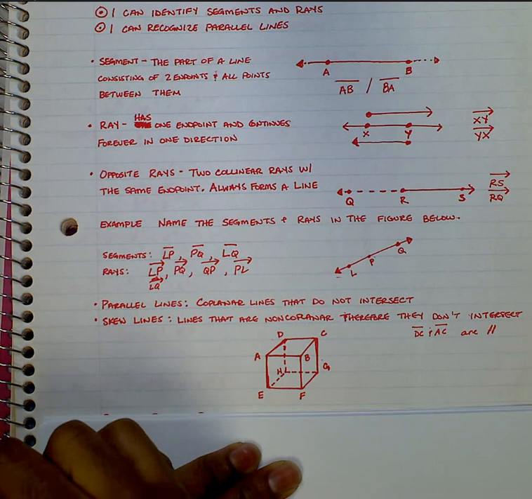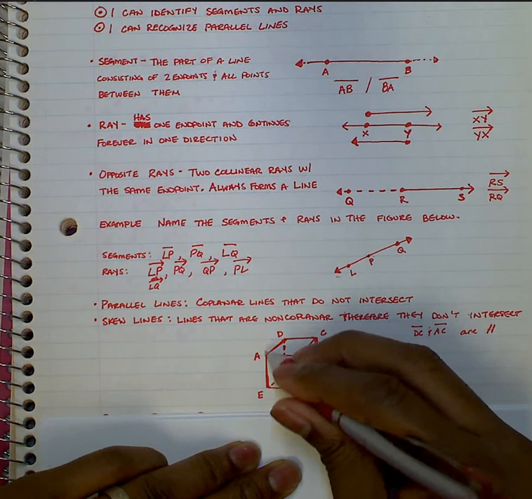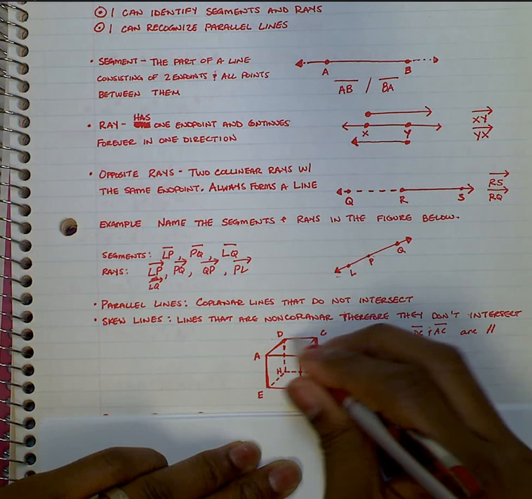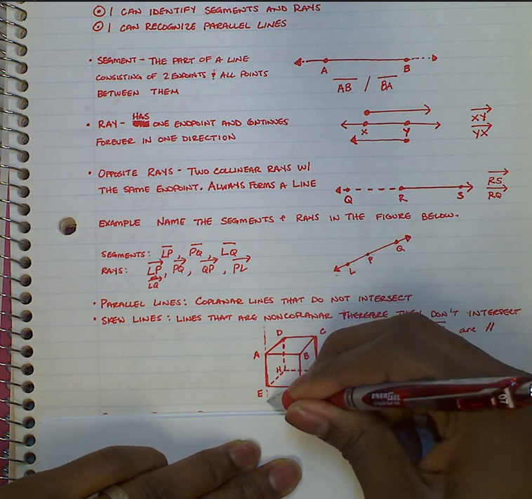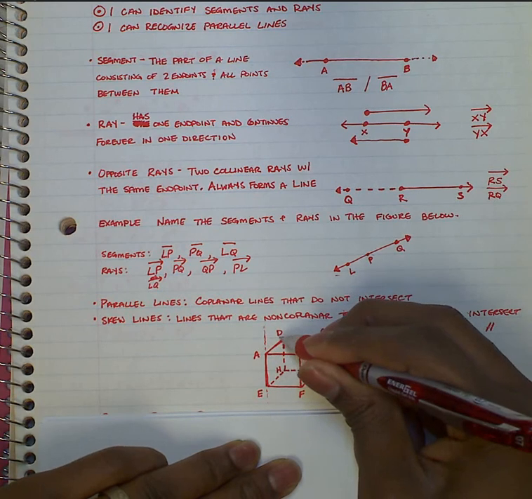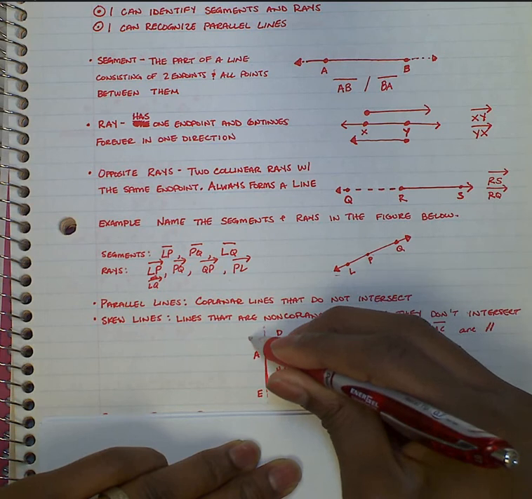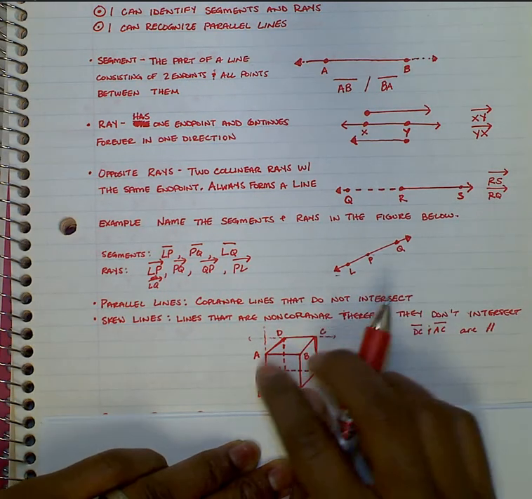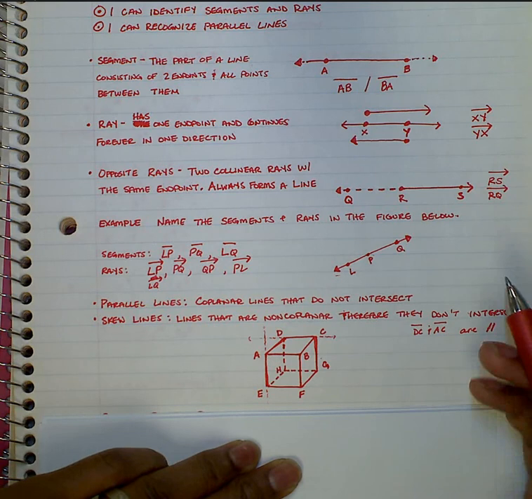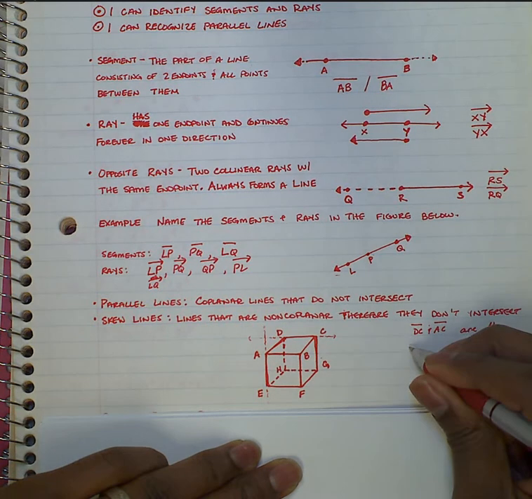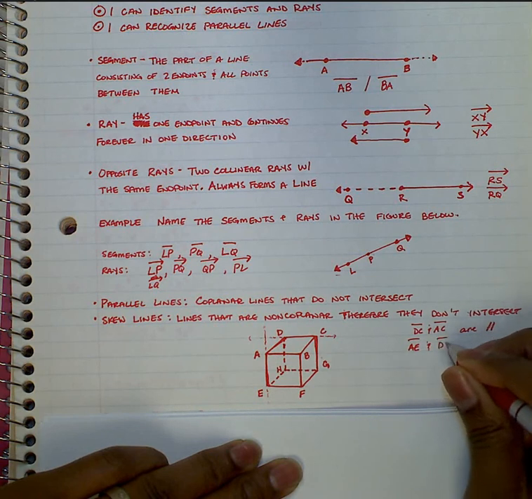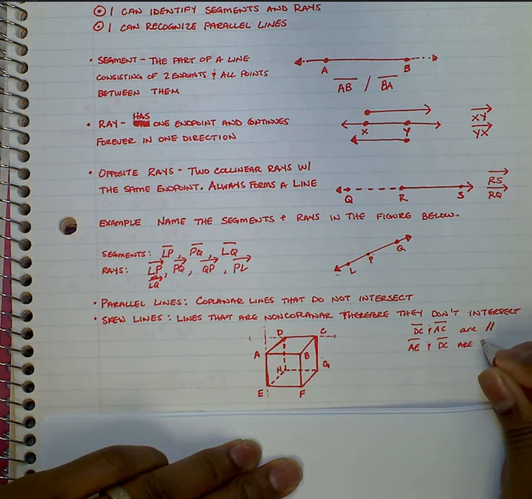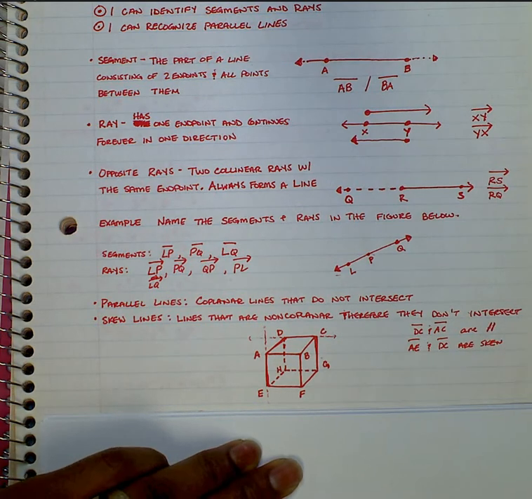Now, AE and DC are not parallel. Notice AE goes up down here. If you're thinking of this as a three-dimensional figure, DC would be back here, would never touch it. These definitely aren't parallel, but they don't intersect. The reason they don't intersect is because they're skew. AE and DC are skew. So just an example of both of those terms.